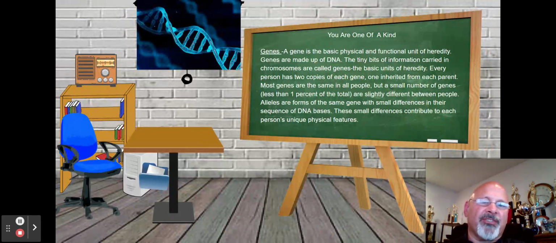A gene is the basic physical functional unit of heredity. Genes are made up of DNA. They are teeny bits of information carried in the chromosomes, the basic units of heredity. Every person has two copies of each gene, one inherited from each parent.